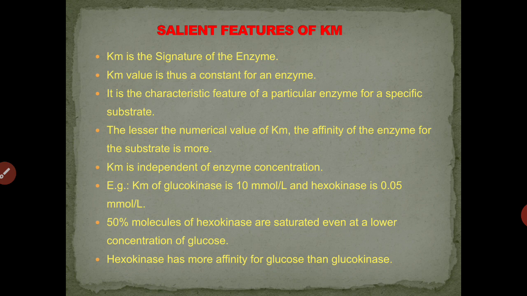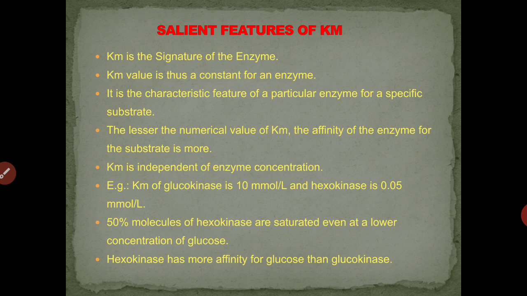So here I have an example of glucokinase. The numerical value of Km of glucokinase is 10 millimoles per liter, whereas hexokinase is 0.05 millimoles per liter. So this indicates hexokinase has a higher affinity towards its substrate, for example glucose or the hexoses, whereas glucokinase has lesser affinity compared to hexokinase.